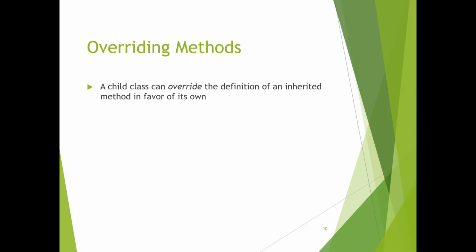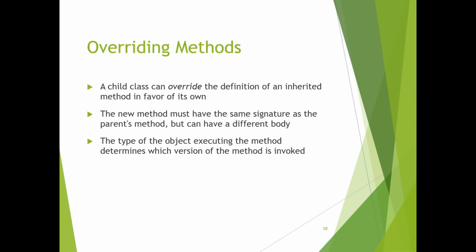Overriding methods: the child class can override the definition of inherited methods in favor of its own. Overriding means we have the same method in the parent class as well as in the child class. That is called an overridden method. The new method must have the same signature as the parent method, but can have a different body. The type of object executing the method determines which version of the method is called. So whatever the object is holding, that method will be called. Let us try to understand the overriding in the demo section.